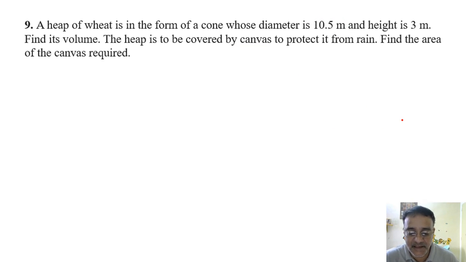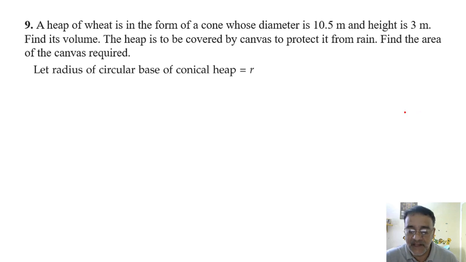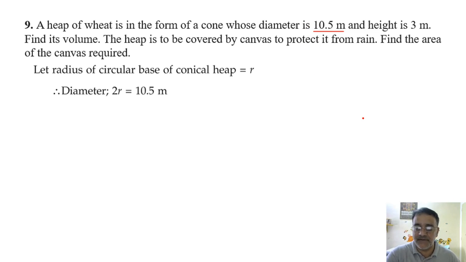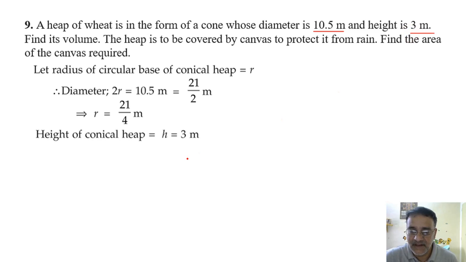Okay. Right. So let us start with the first, volume. So let the radius be r and the diameter is given 10.5. So how will you write 10.5 in terms of fraction? 21 by 2. Very good. So what will be the radius? 21 by 4. Good. And height is given 3 meter. Now what is the formula of volume? 1 upon 3 pi r square h.